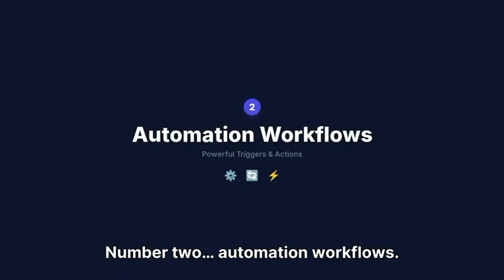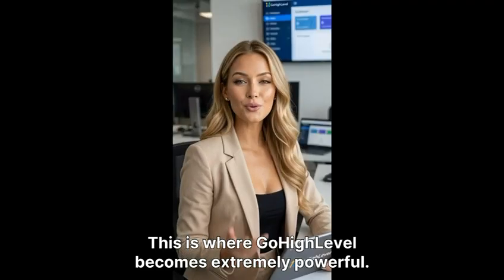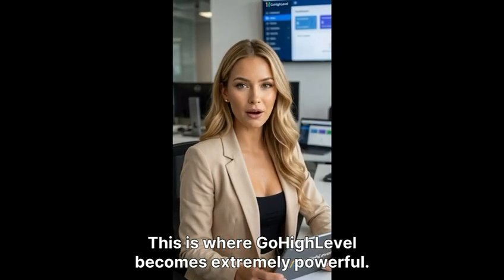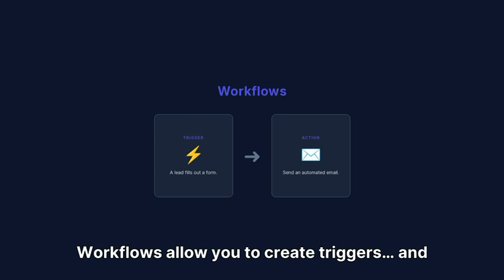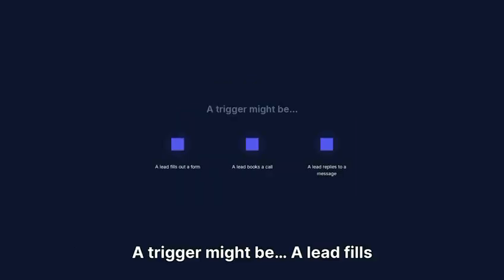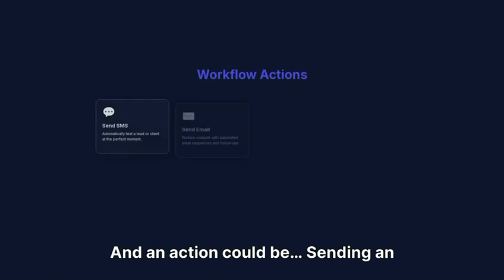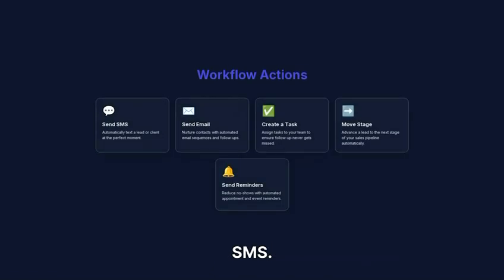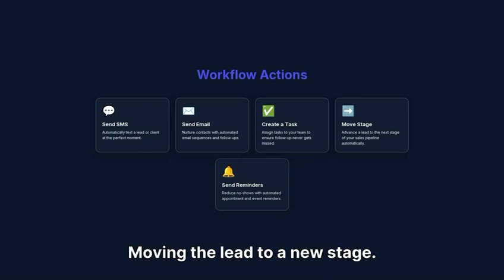Number 2, automation workflows. This is where GoHighLevel becomes extremely powerful. Workflows allow you to create triggers and actions. A trigger might be a lead fills out a form, a lead books a call, a lead replies to a message. And an action could be sending an SMS, sending an email, creating a task for your team, moving the lead to a new stage, sending reminders.